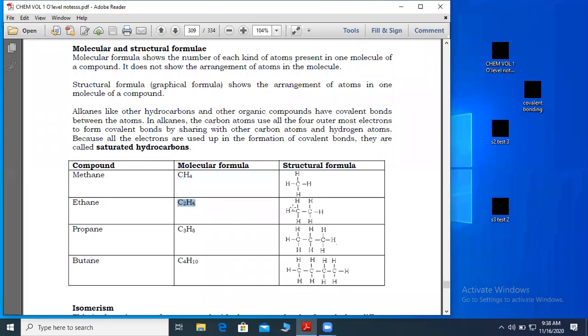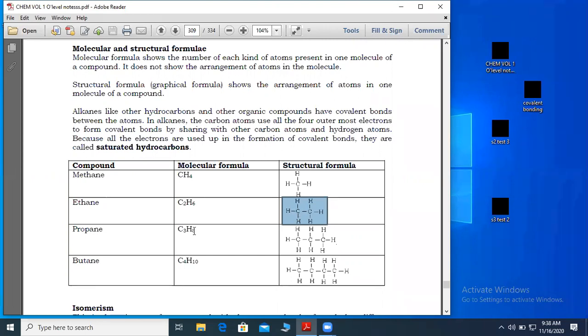Ethane, we have already seen that it has 2 carbon atoms. So you first write the 2 carbon atoms. Then each carbon atom now requires 3 bonds such that it can have 4, because it already has 1 bond between the carbon atoms. So you add the other 3 bonds on each carbon atom, such that when you count, each carbon atom has 4. Then you attach hydrogen to the other bonds.